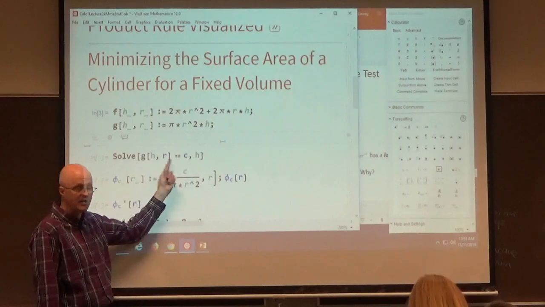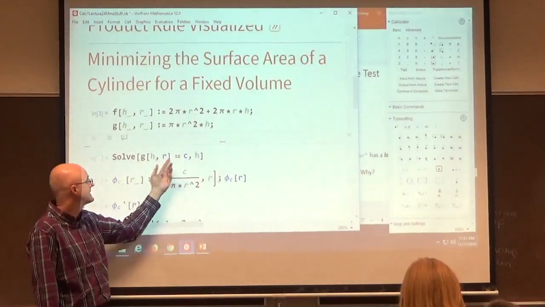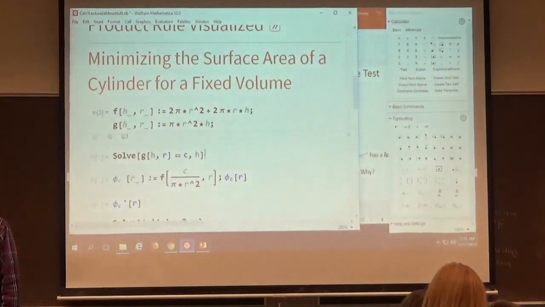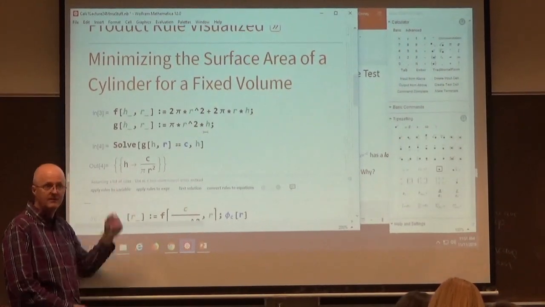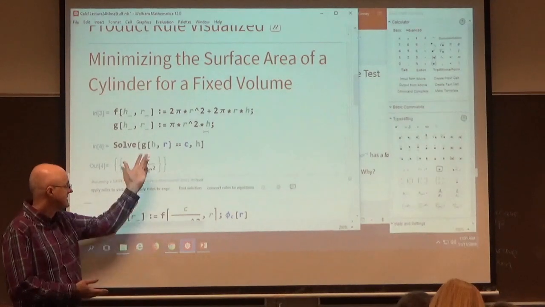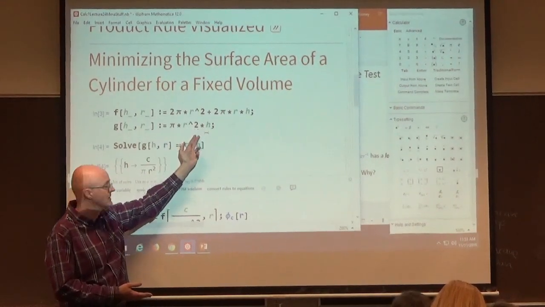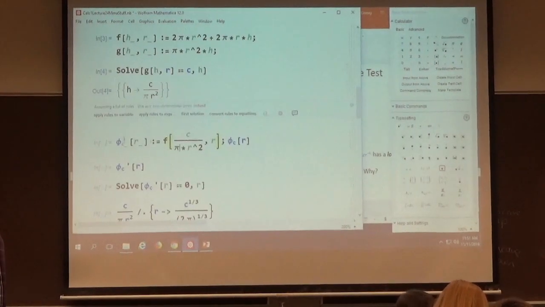This is the constraint equation. There's c. The volume is a constant, is what this means. I'd like to solve this for h. Put a comma h. And this gives me the h in terms of the radius. Remember, h was c over pi times r squared. Right? It's essentially just setting this equal to c and dividing by pi r squared. It gives you this.